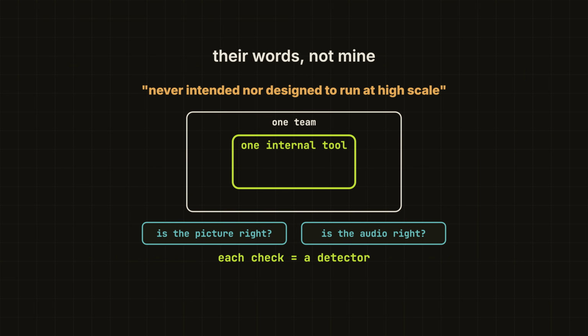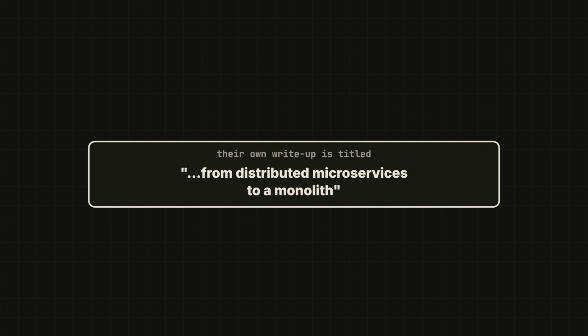So that is a tool that outgrew its design. It is not a company changing its mind about architecture. And to be fair, the word microservices is theirs. Their own write up is titled A Move from Distributed Microservices to a Monolith. So the label is not the mistake, the scope is.